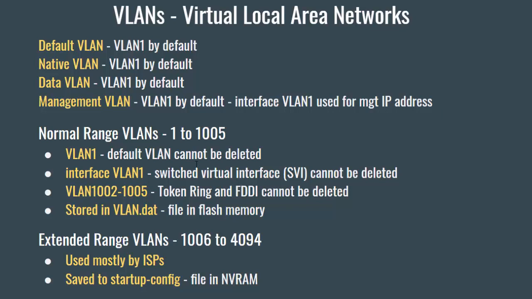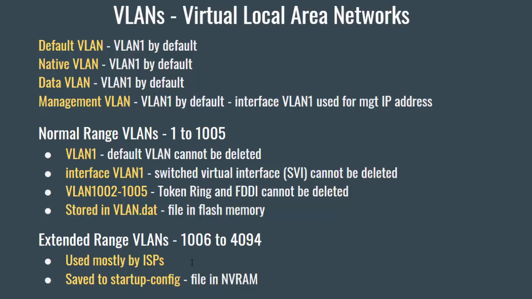The normal range VLANs are 1 to 1005. VLAN 1 default cannot be deleted. Interface VLAN 1, the switched virtual interface, cannot be deleted. And VLAN 1002 to 1005, token ring and FDDI, cannot be deleted. The VLANs that you create on the switch are stored in the vlan.dat file in flash memory.